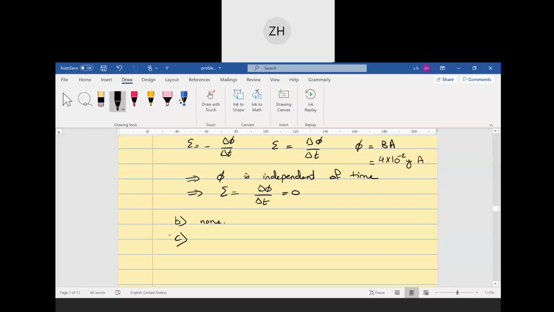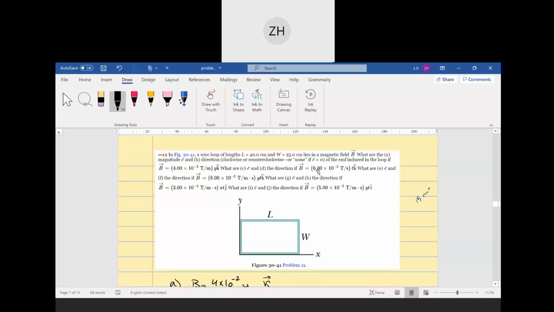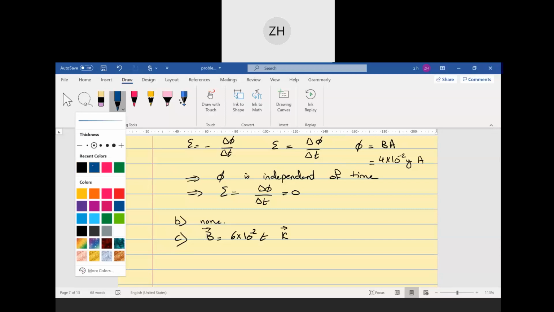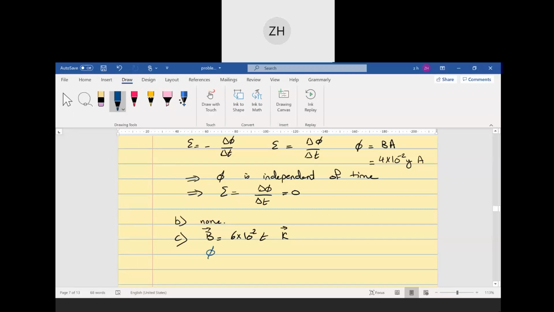In part C, we are given a new expression for the magnetic field. So B is 6 times 10 power minus 2 t Tesla, and it's also directed out of the page. Note here that we now have a dependence on time, so we can expect to have an induced electromotive force. Before we do that, let's write our expression for the flux. This is going to be B times A, which is 6 times 10 power minus 2 t times the area of our loop.